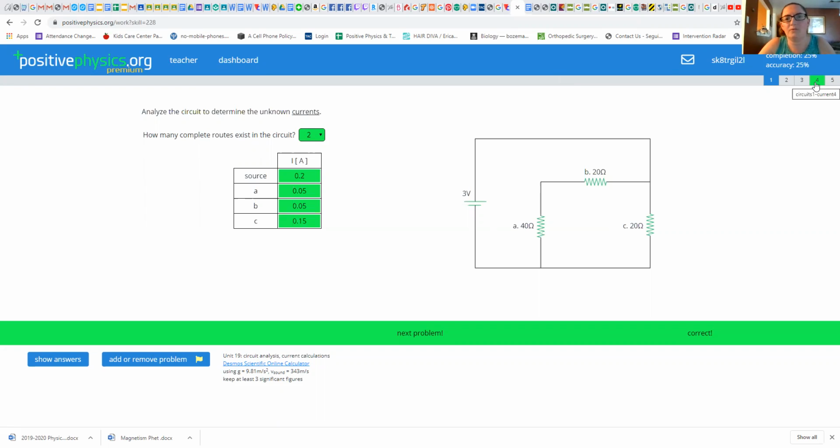So I'm going to go into question 4. This one is a simple circuit. It's series. So it's looking for the current. So remember that we have V equals I times R.